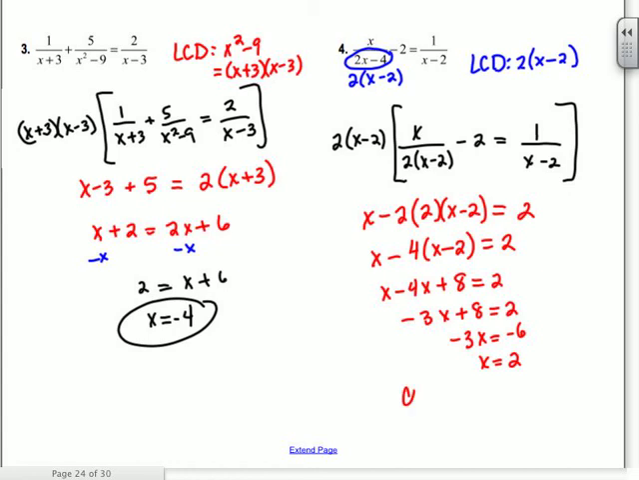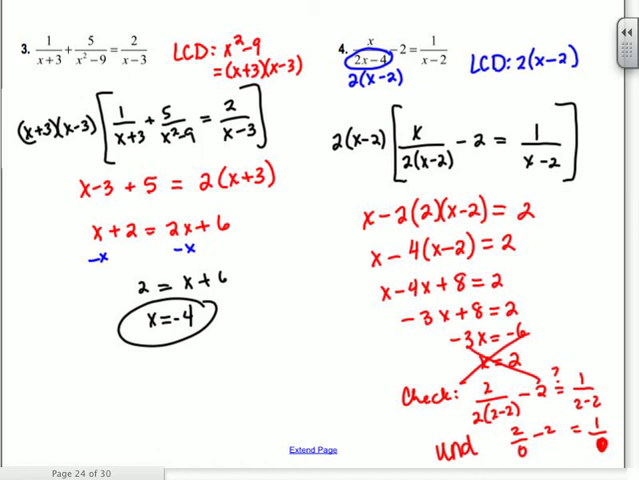If you go back to check, this is what I was talking about. You'd get 2 over 2 times 2 minus 2 minus 2 equals 1 over 2 minus 2. Do you see how that's not working out? You get 2 over 0 minus 2 equals 1 over 0. That's all undefined. So that means that 2 could not be a solution. So we write no solution. Occasionally that will happen where the answer you get is what we call an extraneous solution. It's an extra solution that when you go back and check, it's not going to work. So that means there's no solution.